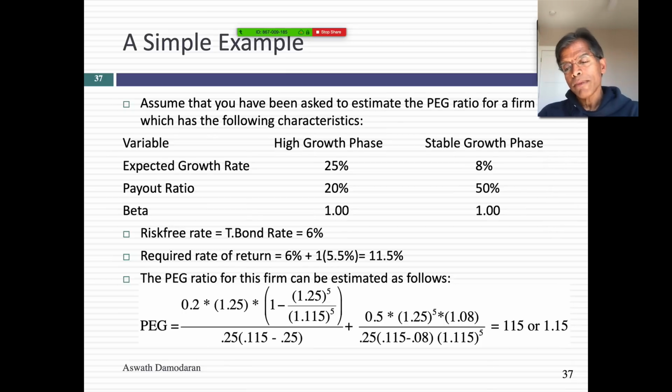Take a look at that number. Already we've dispensed with a rule of thumb that people use, which is if the PEG ratio is less than 1, a stock is cheap. This stock trading at 1.15 times growth is actually trading at a fair value. It's neither cheap nor expensive. So that rule of thumb must be wrong, and it is wrong because it doesn't factor in so many issues.